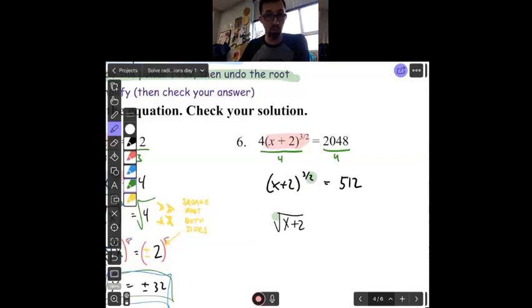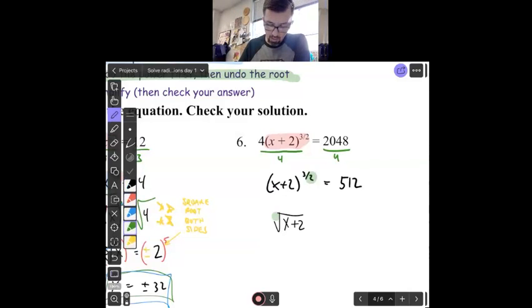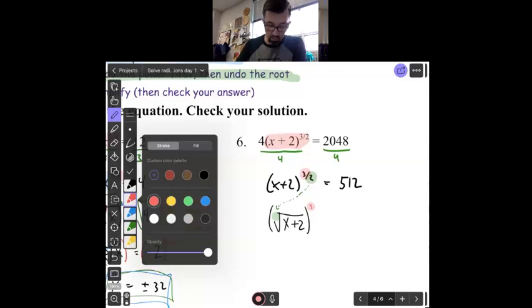And so we would want to put a 2 there, but we don't put a 2 there. When we write a square root, there's not a 2 there. So I'm just going to draw an arrow that there's a 2 there, but we're not going to write it. And then on the outside is where our power should be. So we have the square root of x plus 2 cubed equals 512.